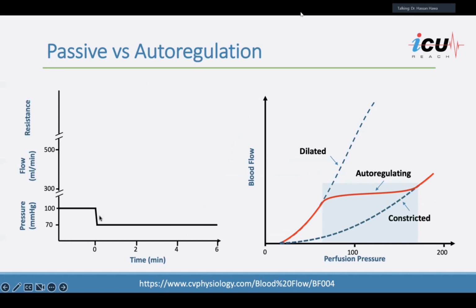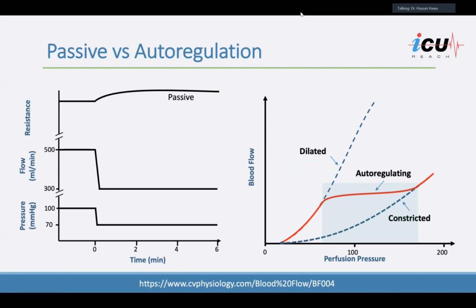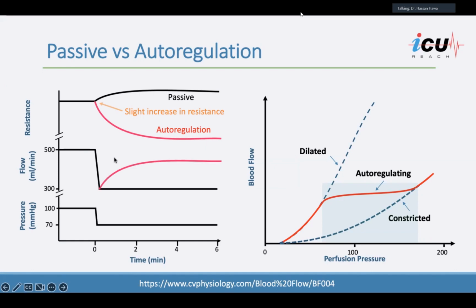So initially you will have a drop in the blood pressure. This will lead to a drop in the flow, with a slight initial change in the blood vessel resistance. However, when the autoregulation mechanism kicks in, you will have a drop in the resistance, and this drop in the resistance will restore the blood flow to the organ.